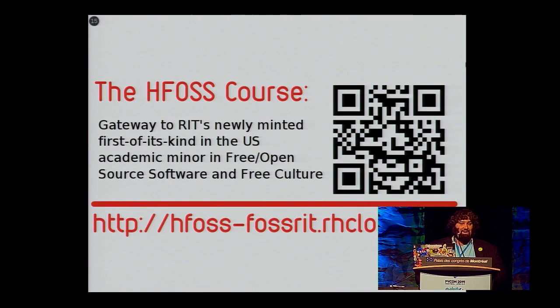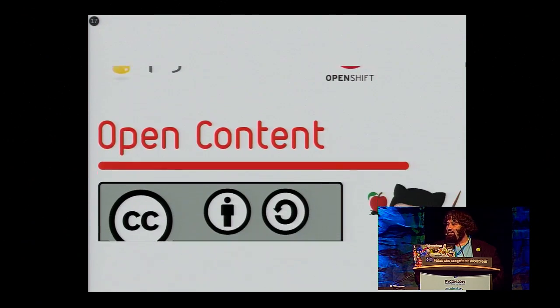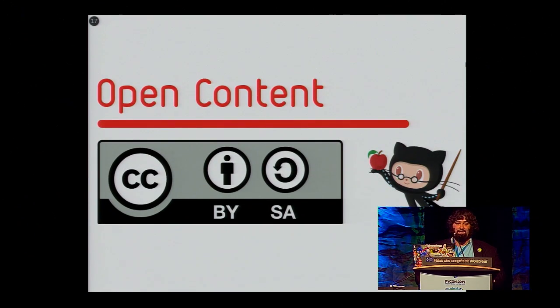So, the HFOS course, which is the gateway to this minor. There's some cool things about it. It's open courseware. It's up on GitHub. It's Flask with Bootstrap and Mako on the front, using Python cartridges running on Red Hat's OpenShift cloud. It's open content, meaning everything's CC BY SA, and everything's on GitHub.